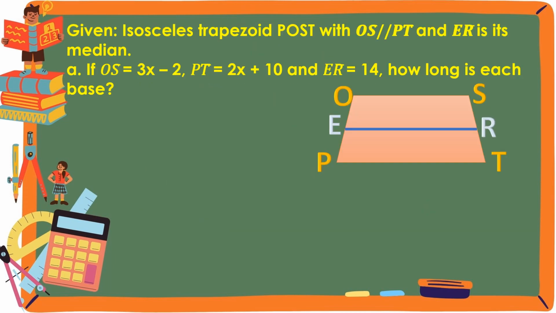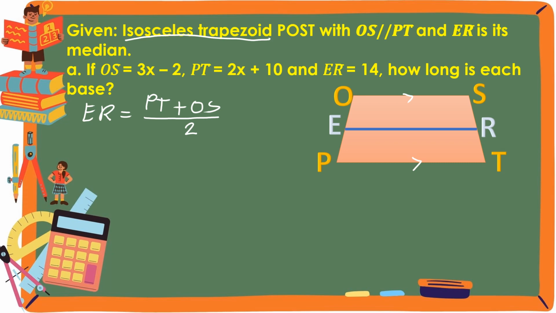So, ngayon, meron na tayong isosceles na trapezoid. Nasa trapezoid na tayo. So, we have here POST. Then, this is our parallel side with our mid-segment. So, remember, para makuha natin yung mid-segment, for this case, para makuha natin yung length ni ER, i-add natin yung dalawang parallel side, which is PT plus OS divided by 2. So, para makuha natin yung gitna. So, ngayon, ang given natin ay OS at PT and ER.